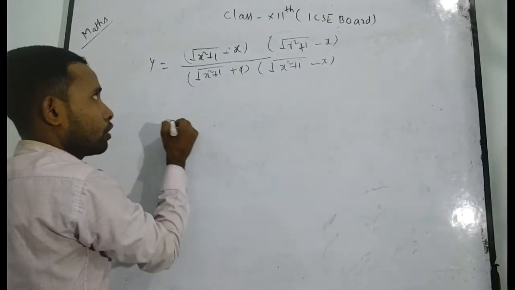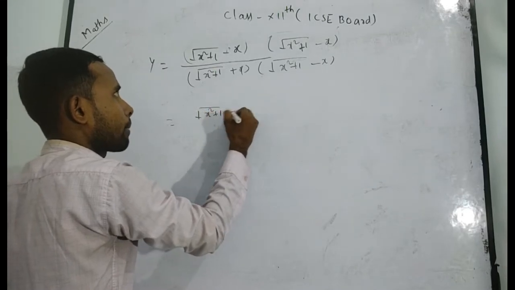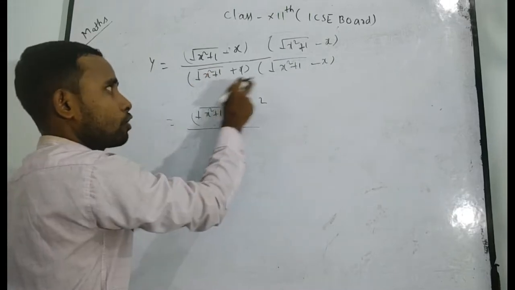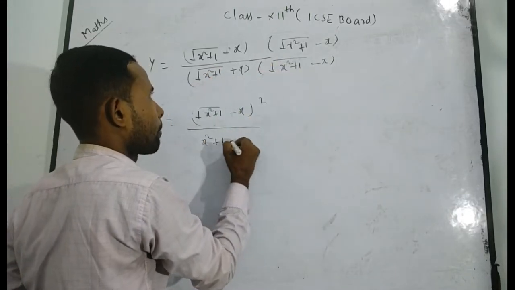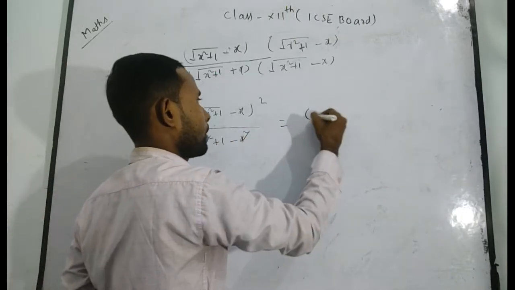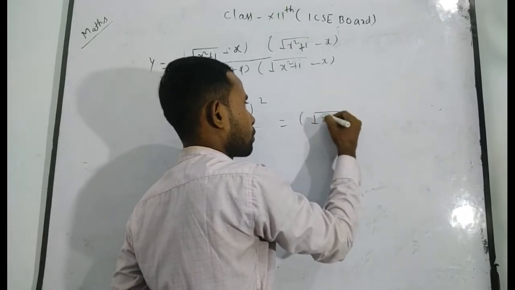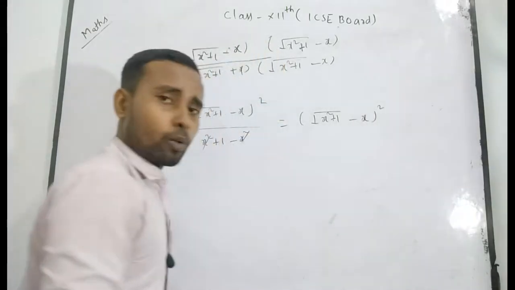In the numerator it will be the whole square of root under x square plus 1 minus x, divided by, in the denominator, you will get a square minus b square, so it will be x square plus 1 minus x square. Finally it cancels, and you will get x square. In the denominator you will get root under x square plus 1 minus x whole to the power 2. I think you understand very well.